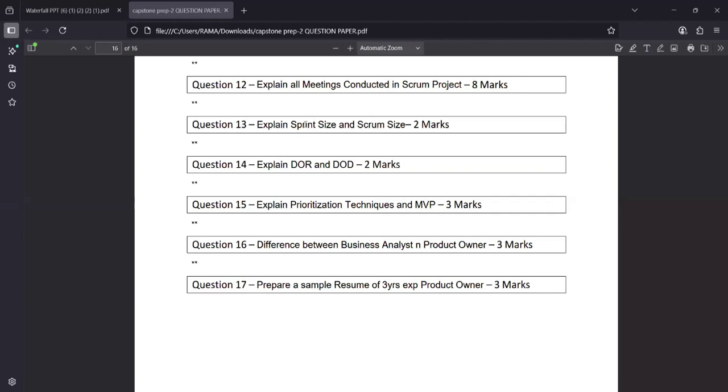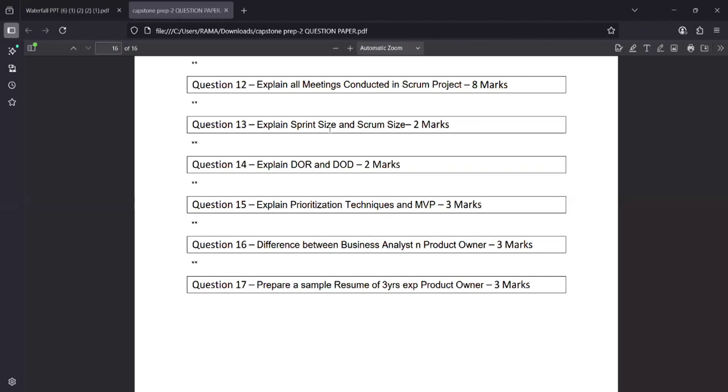Next is the Scrum size. Scrum size means the number of people in a Scrum team. Usually it will be 4 to 9 members, not including the product owner or Scrum master in some cases. It will be one product owner, one Scrum master, and 4 to 5 developers and testers. The testing team will be involved based on the project only.